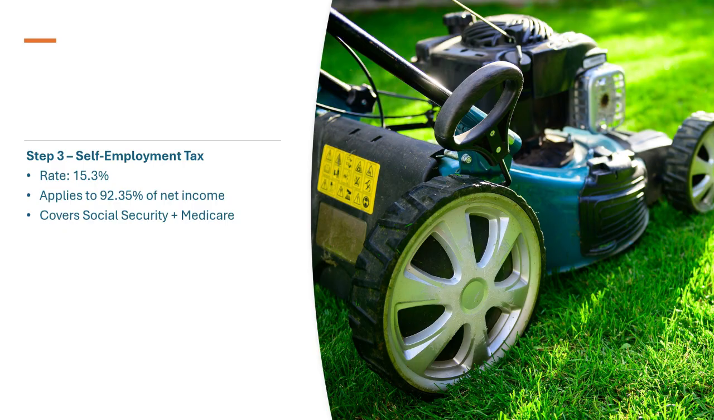A rough estimate is to take 92.35% of your net income and then multiply that by 15.3%, which is your self employment tax. The 92.35% rule means that you only pay self employment taxes on 92.35% of your net business earnings. This adjustment is allowed because the IRS treats self employed individuals as both the employer and employee. So this actually gives you a deduction for the employer half of your self employment taxes. This alone can be worth several thousands of dollars depending on your income and can save you a lot of money if done correctly.